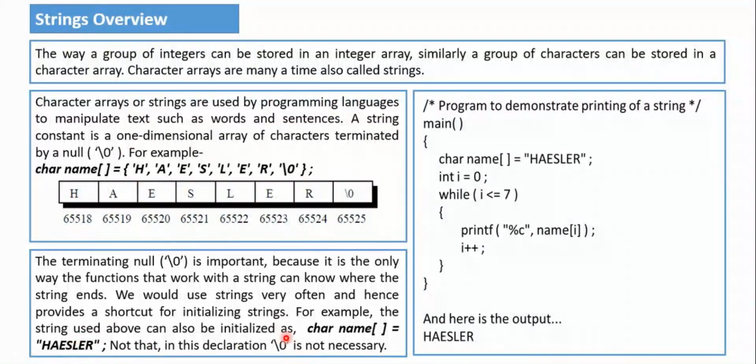So you can see the program to demonstrate the printing of a string. We have a char array and these characters are written in double quotes. So int i equal to 0. While i is less than or equal to 7, we are printing the elements of this character array one by one. And so here is the output. So it's nothing new. Everything is similar to a one-dimensional array. The difference is that here the array is of characters.